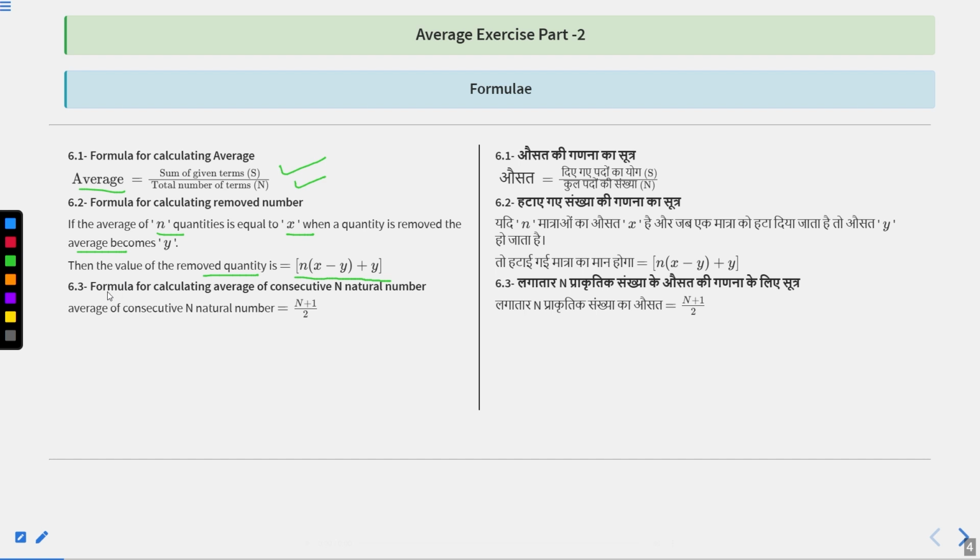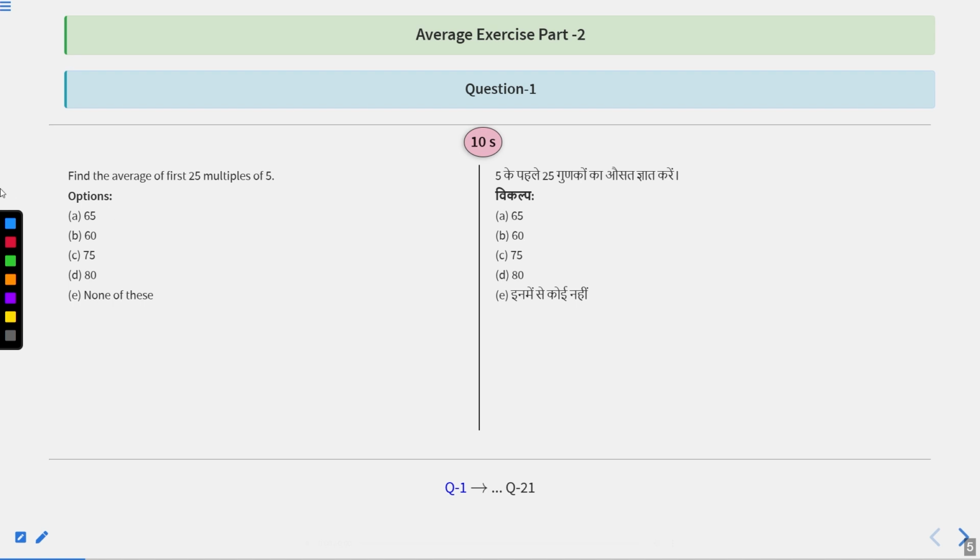Clear? So the next formula is for calculating the average of the first n consecutive natural numbers. The formula is: the average of the first n natural numbers is (n plus 1) by 2. Now the first question is: find the average of the first 25 multiples of 5. You have 5 options and 10 seconds to analyze the question. Your time starts now.